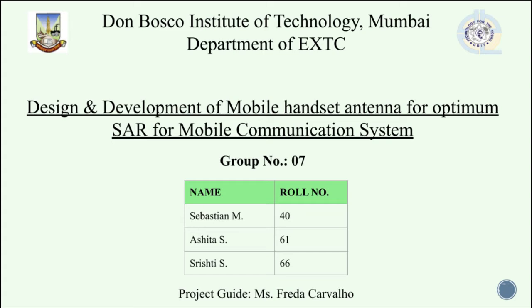This is Group 7 from EXTC-DBIT, and the topic of our project is the design and development of mobile handset antenna for optimum SAR in mobile communication systems. And we have been working under the guidance of Ms. Frida Carvalho. In this video presentation, we shall be guiding you through the progress of our project, and we shall also be exhibiting the results that we obtained during this progress.